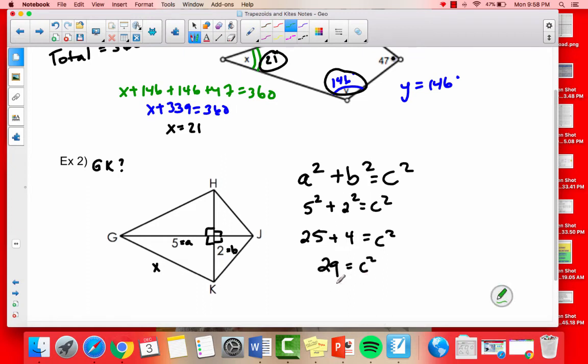And then the last step is to get rid of the square by taking the square root. And that cancels it out. You're left with c is equal to the square root of 29. You can leave it as the square root of 29 unless I specifically ask for the decimal. I would just say leave it as a square root. So there's your final answer. So with a kite, use the Pythagorean theorem to find side lengths as long as you have enough information, and you should be good to go.